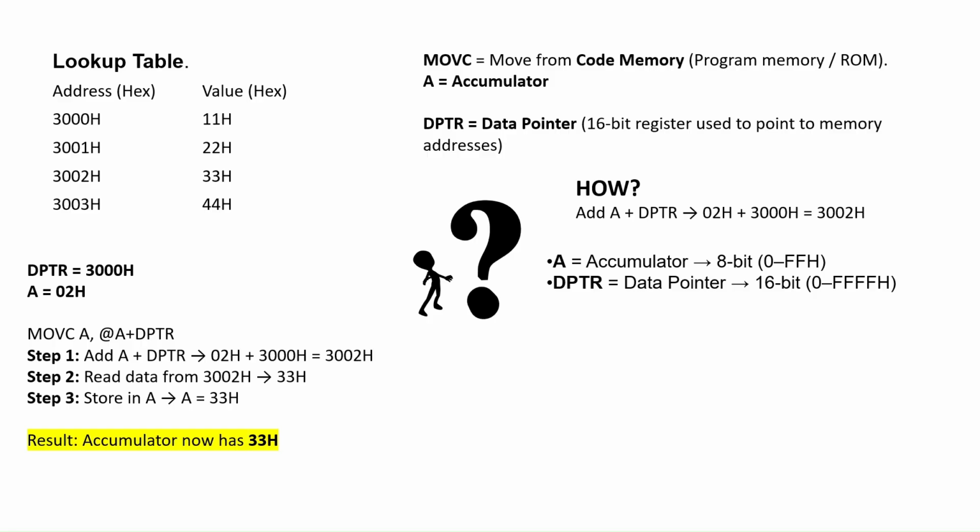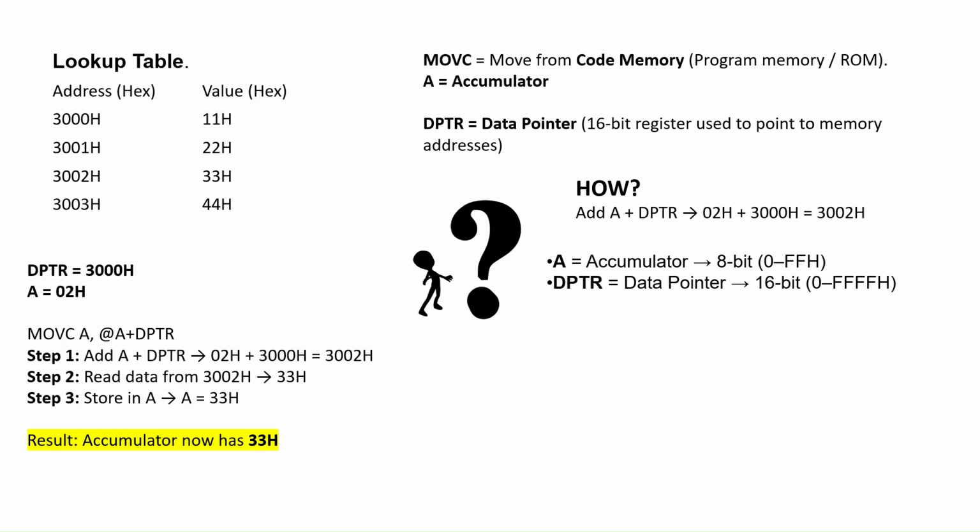Now a very common question students ask is, how does the microcontroller add A to DPTR? Because A is 8-bit and DPTR is 16-bit. Let's understand this step by step. First, remember the register sizes in the Intel 8051. Accumulator A is an 8-bit register. DPTR is a 16-bit register.